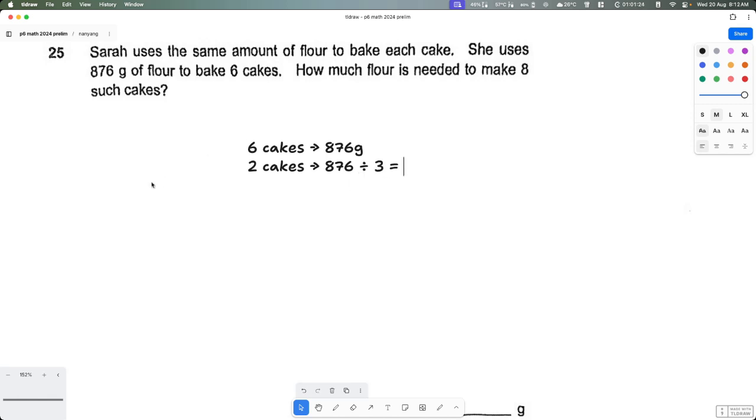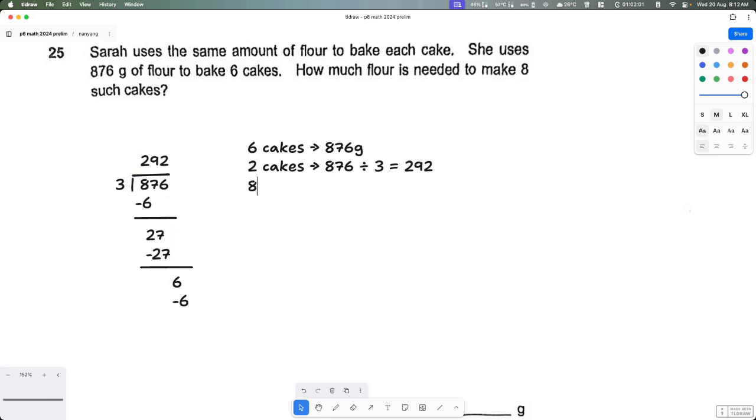876 divided by 3. Okay, this one I have to use my workings. 8 minus 6 will give us 2, bring down the 7 to make 27. We can minus 27, which is 9. And then we get 6 minus 6, which will give us 2. So the answer is 292.